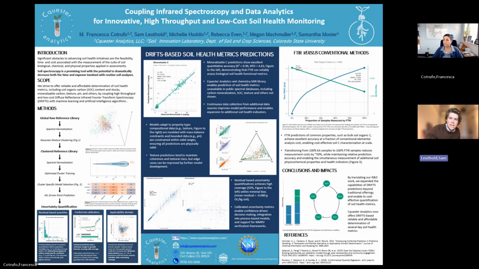And then, point predictions really aren't enough. We need to know how confident we are. And I think in a commercial setting, that becomes even more important, especially when we start thinking about things like MMRV.